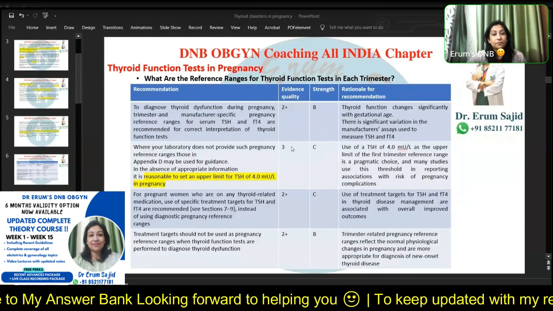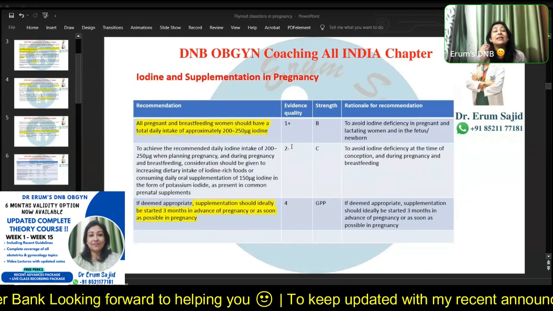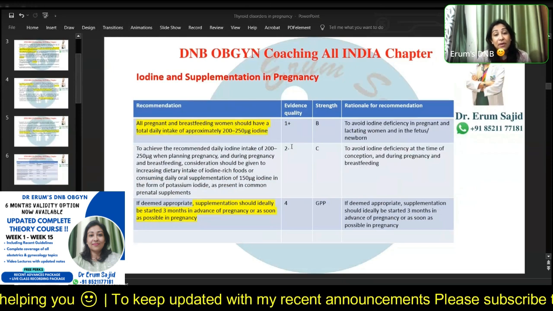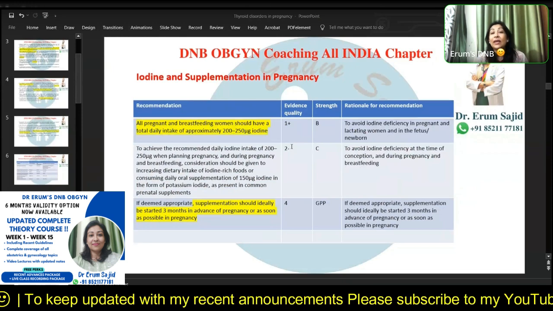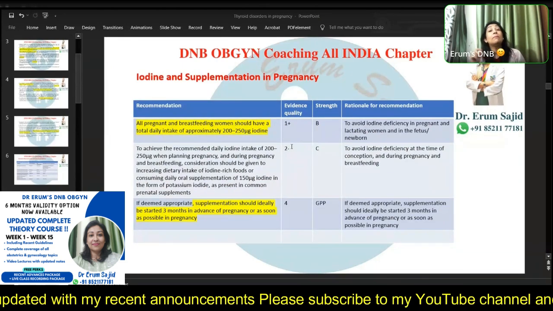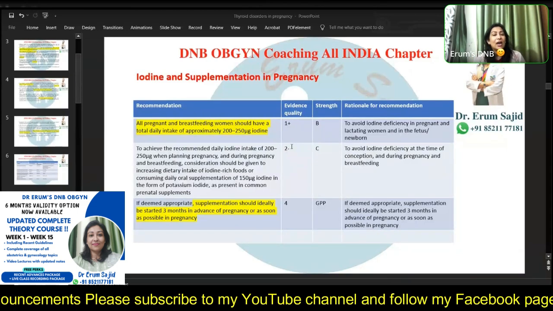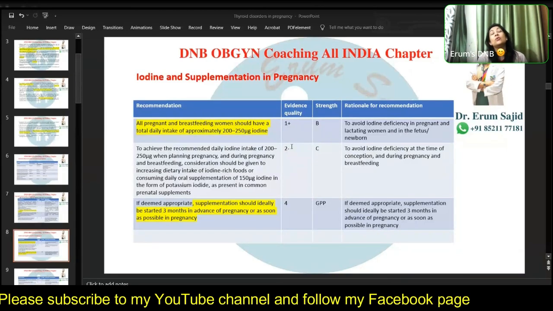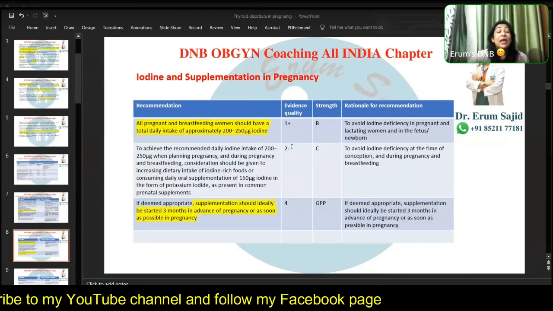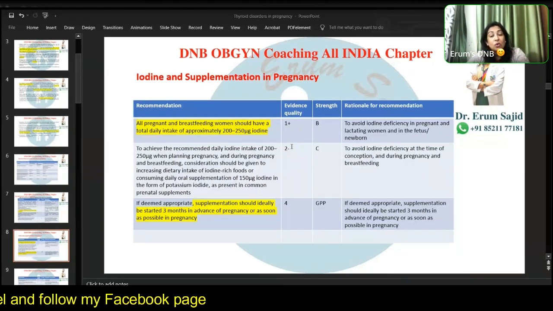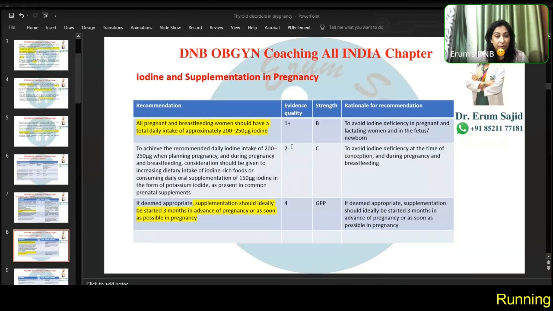All right. Now, iodine and supplementation in pregnancy. How much iodine do we really need? So all pregnant and breastfeeding women should have a total daily intake of 200 to 250 micrograms of iodine. It is important, and ideally, the supplementation should start 3 months prior to the pregnancy or as soon as possible in pregnancy, but this is a must. India is endemic for iodine deficiency goiter, iodine deficiency as a whole. So since the time we started iodizing the salt, somehow there is improvement, but every next person, every third person is hypothyroid. Isn't it?